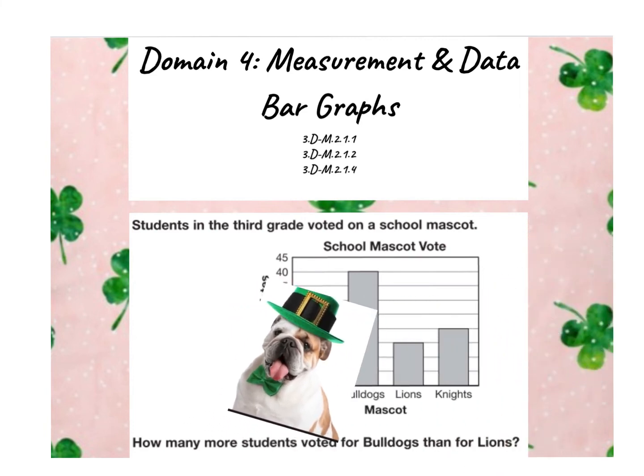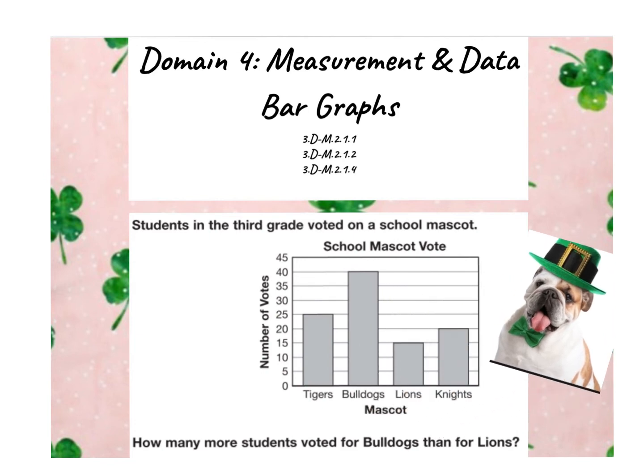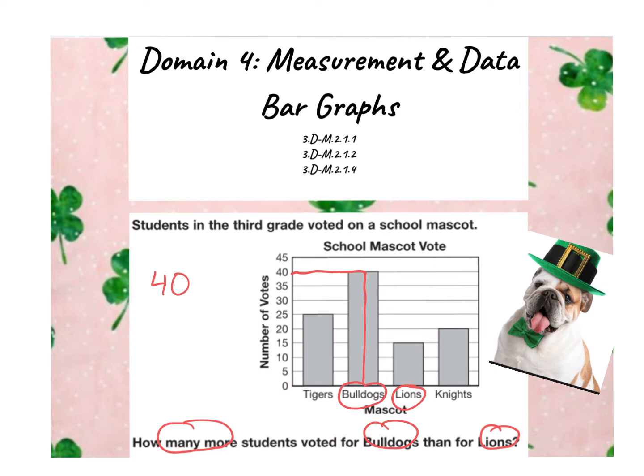How many more students voted for bulldogs than for lions? So I'm going to go back to that question, and I'm going to highlight or circle how many more, and then voted for bulldogs than for lions. And so I'm going to look at only my bulldog section and my lion section. And so I'm comparing, and just like before, we can compare 2 different ways. We can get the total for bulldogs, which goes all the way up to 40, and we can get the total for lions, which goes all the way to 15.